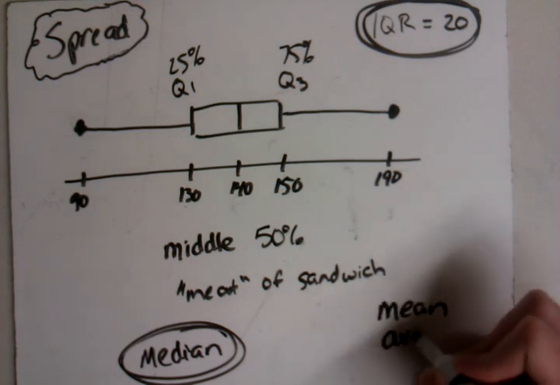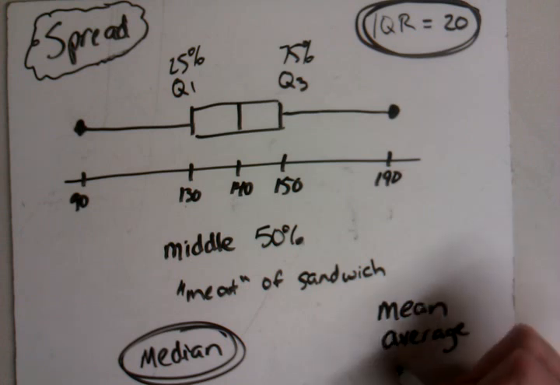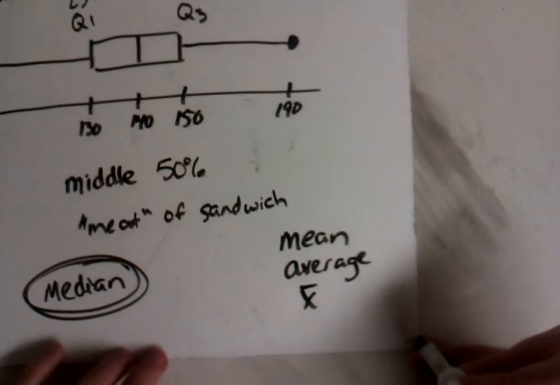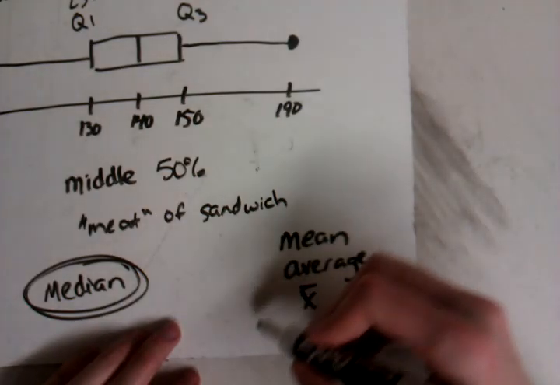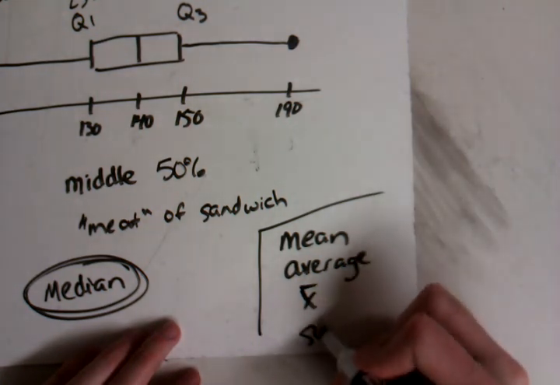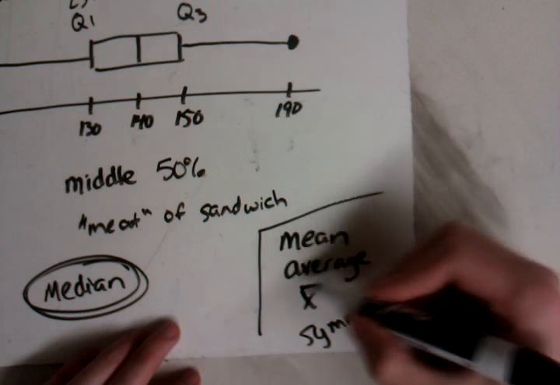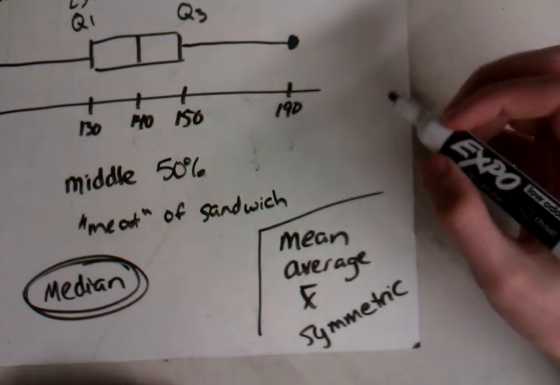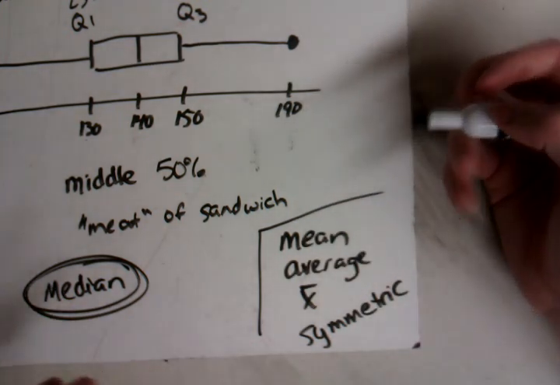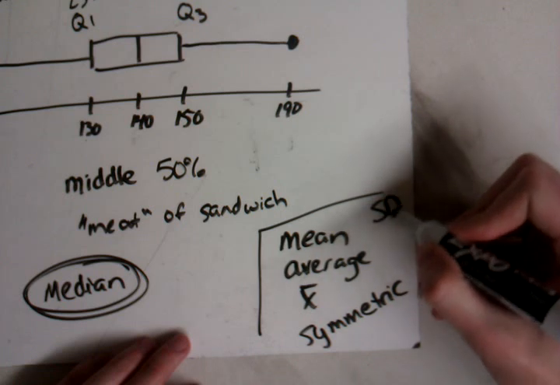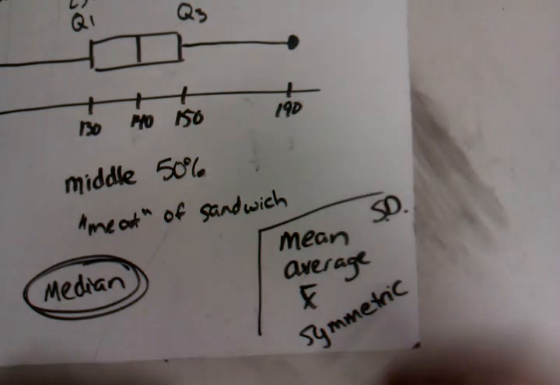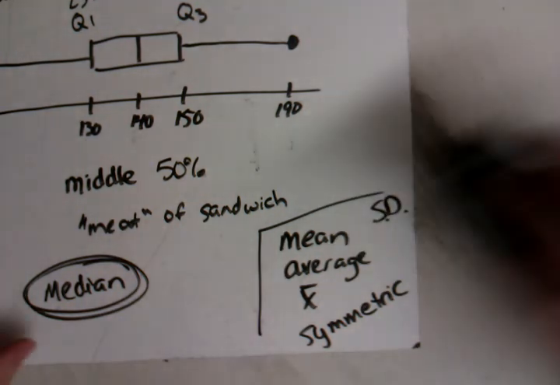So mean or average, or sometimes we'll just write X bar. If we have symmetric data, anytime your data is symmetric and doesn't have any outliers, you're probably going to use the mean as your measure of center. And with that, you're going to use, I'm just going to abbreviate here, SD, standard deviation. So what does SD mean?